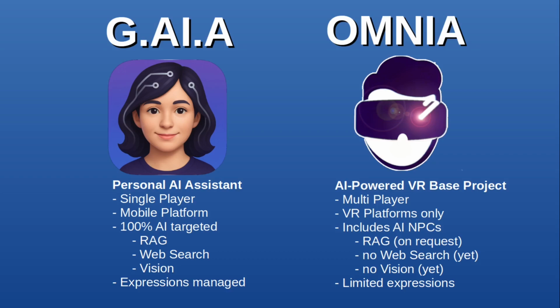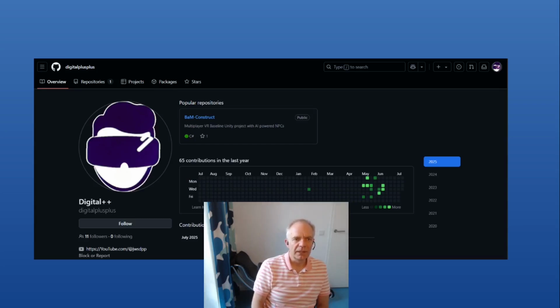On the other hand, GAIA is a personal AI assistant, single player. It is running on a mobile platform. It is 100% AI targeted, which means it can do RAG, web search, vision, and tons of other things that we'll come up with. A little update on my GitHub page.